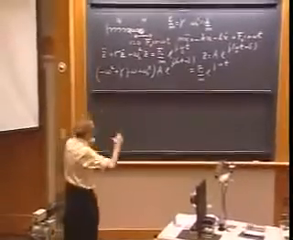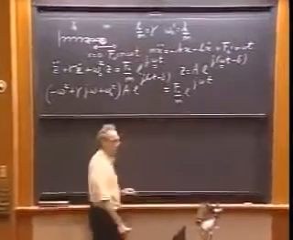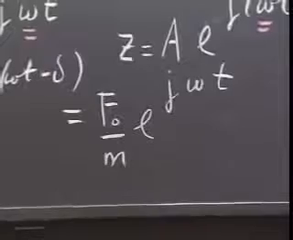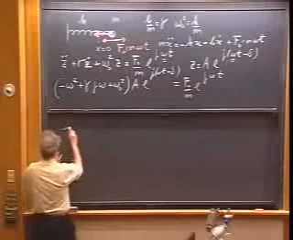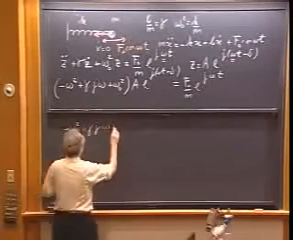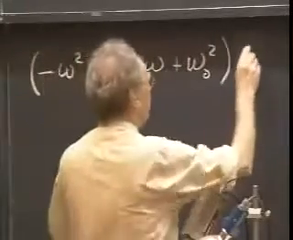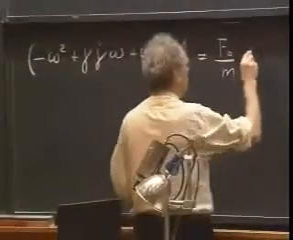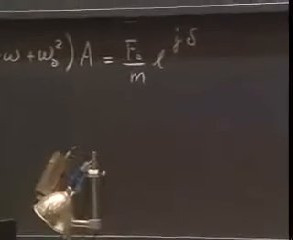So I lose my e to the power j omega t, and I'm going to multiply both sides by e to the power j plus delta. So I lose my delta here, but it appears then here. And so if I make that simple algebraic change, we're going to get minus omega squared plus gamma j omega plus omega 0 squared, that multiplied by A must now be equal to f0 divided by m times e to the power j delta. Because omega t is gone, and I've moved the delta to the right side.